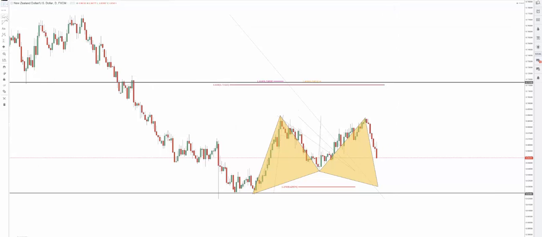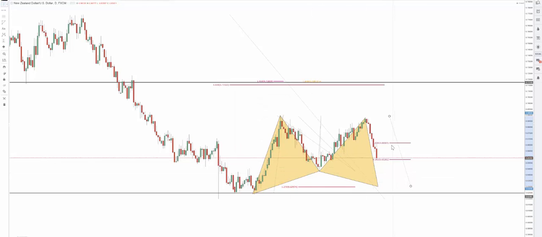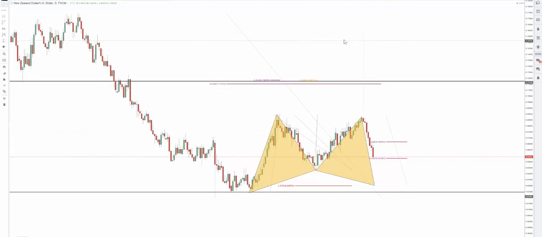We're looking for our Fibonacci retracement from the A leg down to the D completion point. And we want target 1 at the 38.2, and we're looking at target 2 at the 61.8. Okay, so that's the New Zealand dollar daily chart.